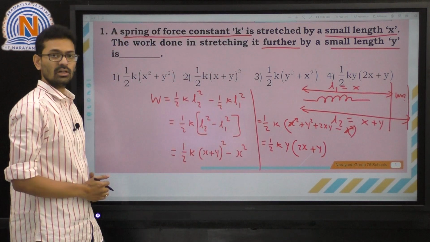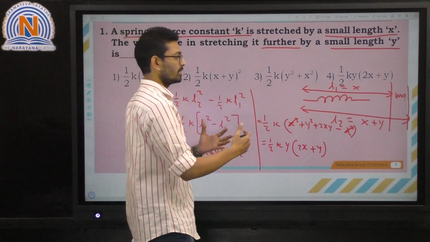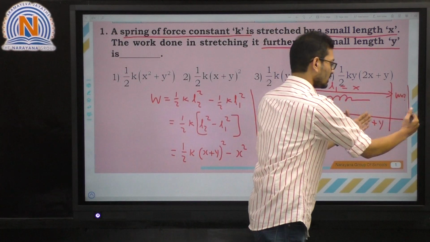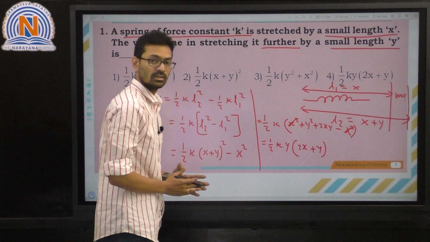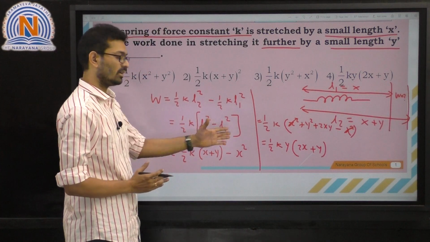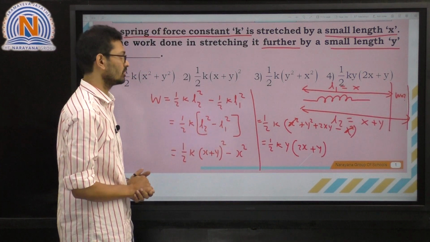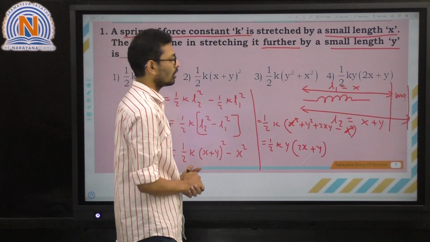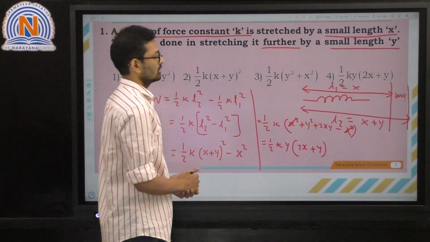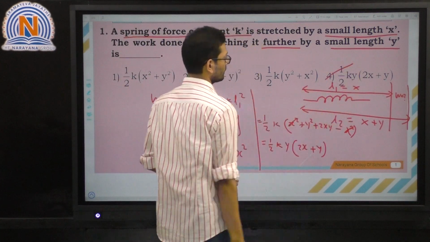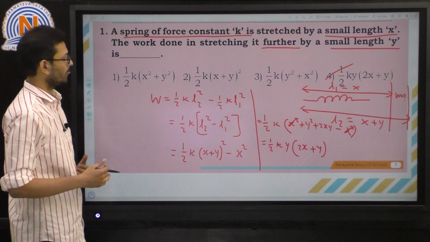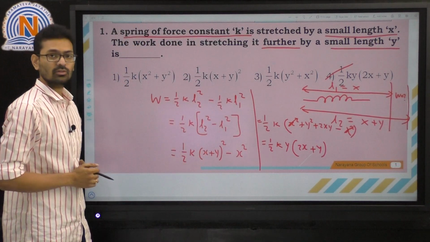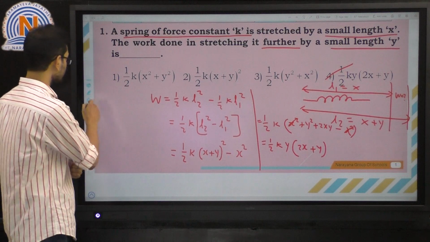So the work done in stretching the spring further by another distance y is half k y into 2x plus y. So your option is the fourth option. Okay, fine. Let us go with the next question.